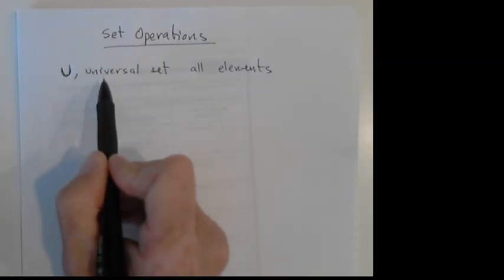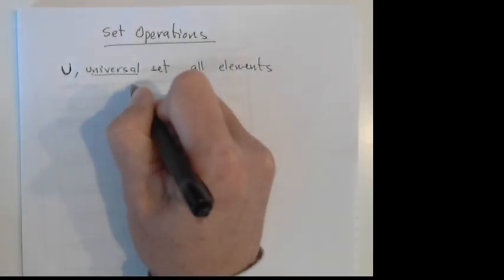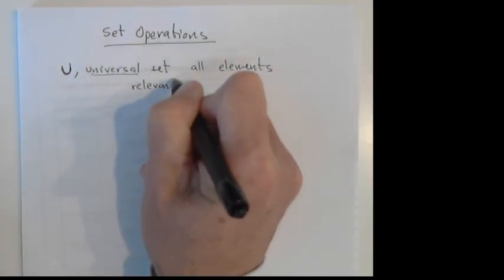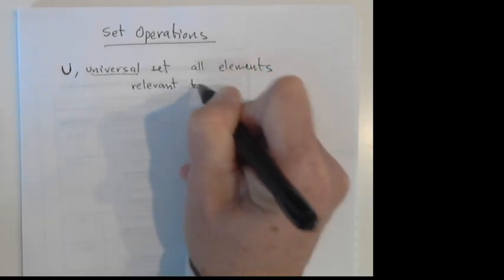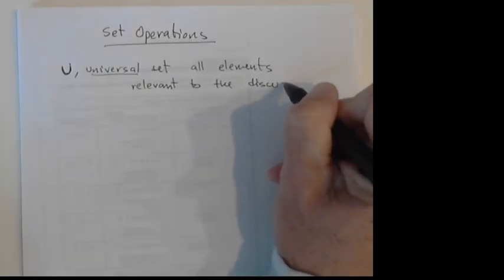So what we call universal is arbitrary. That's what is relevant to the discussion.